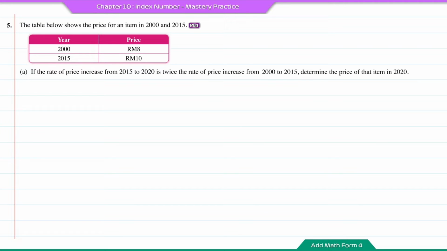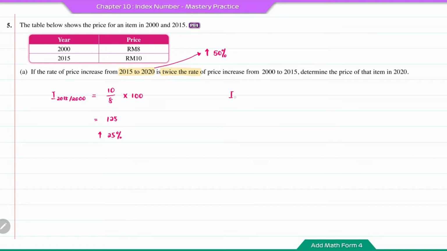Therefore, first we can find the price index in the year 2015 based on 2000. So this will be 10 divided by 8 times 100, which is equal to 125. Based on the index number here, there will be an increase of 25% from the year 2000 to the year 2015. So from 2015 to 2020, the price increase is twice the rate from 2000 to 2015. This means the price from 2015 to 2020 is increasing by 50%.